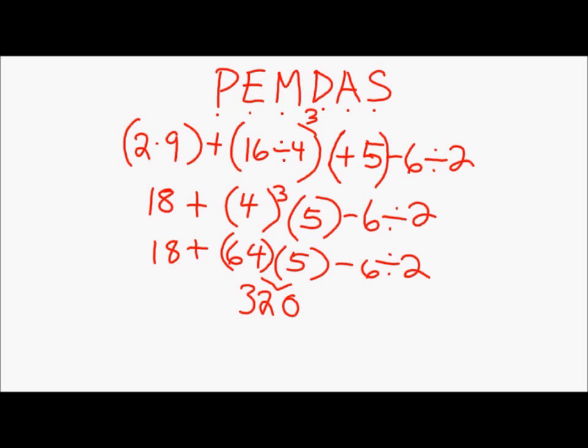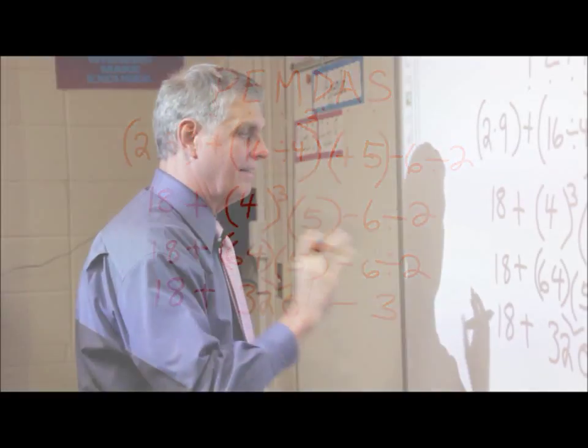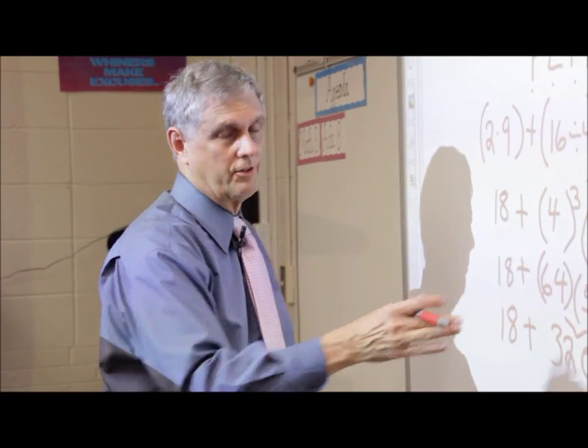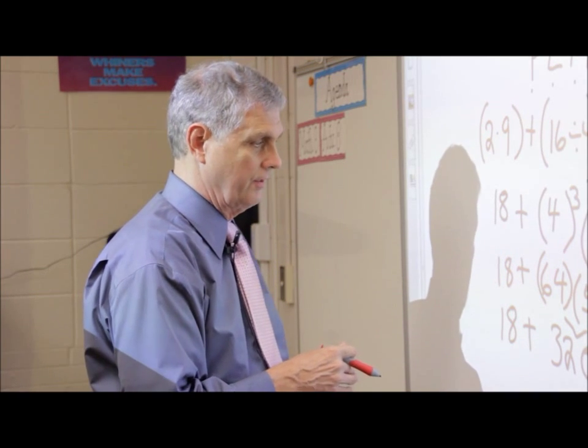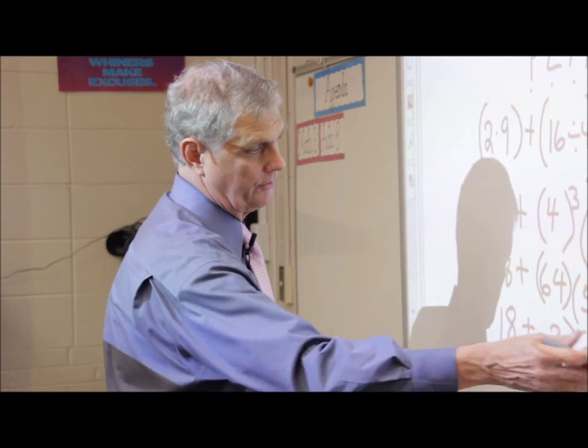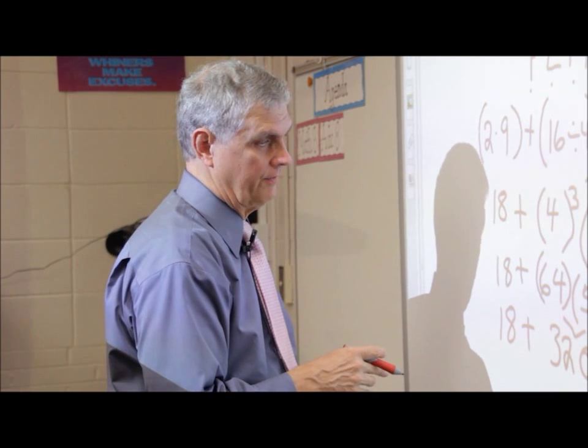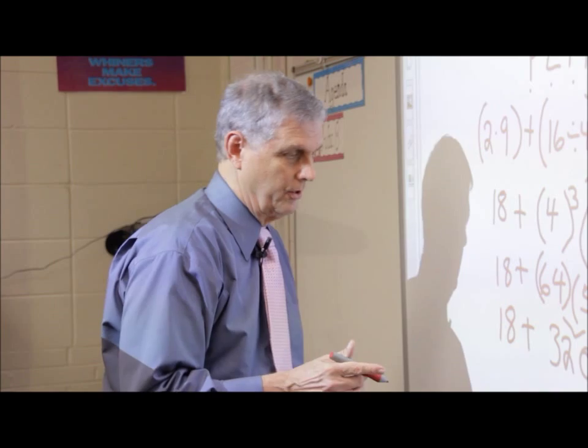And we're going to then do our division, which 6 divided by 2 is 3, and bring down that minus sign, plus sign, 18. Now, once you get down to where you just have addition and subtraction, you can really do this in any order you want, whatever's convenient with you. I could subtract the 3 from 320, or I could add the 18 to the 320 first, and you'd end up with the same answer.